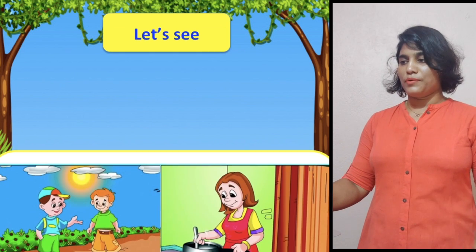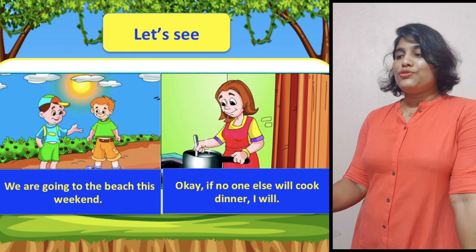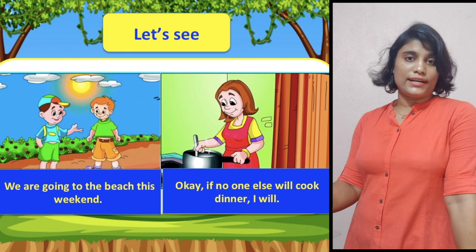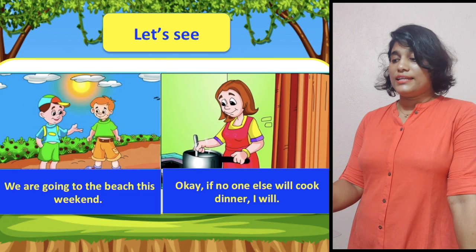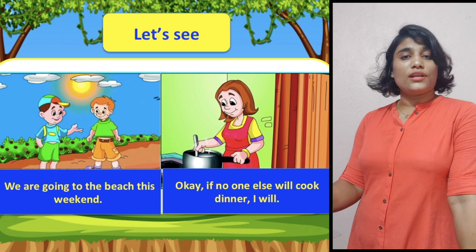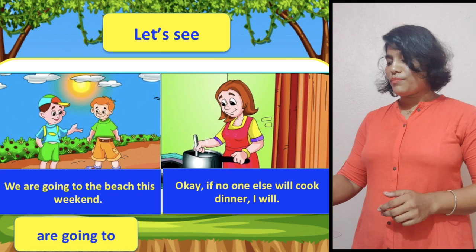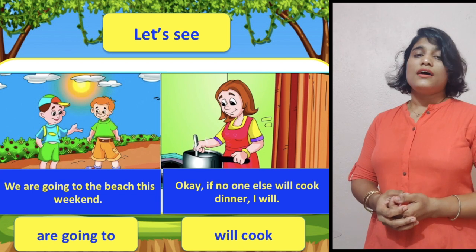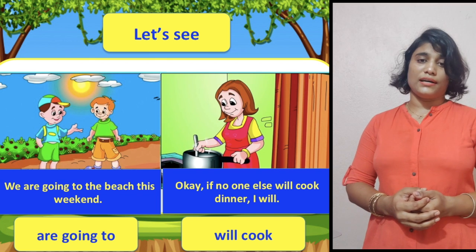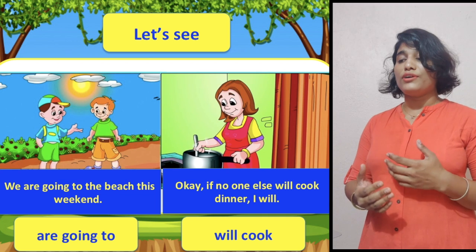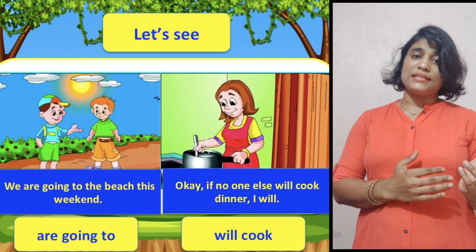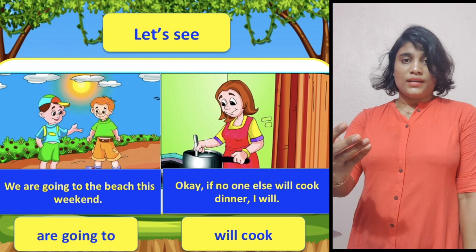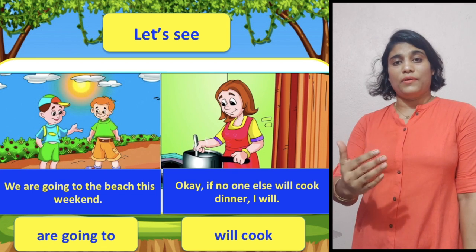Let's see more examples. Here, you find two friends talking about something. They are saying, we are going to the beach this weekend. And another lady is saying, okay, if no one else will cook dinner, I will cook. In both of these sentences, you may find one thing is common. In the first example, we are going to the beach, not now, not happened in the past, but something after now, something which is not happening yet.